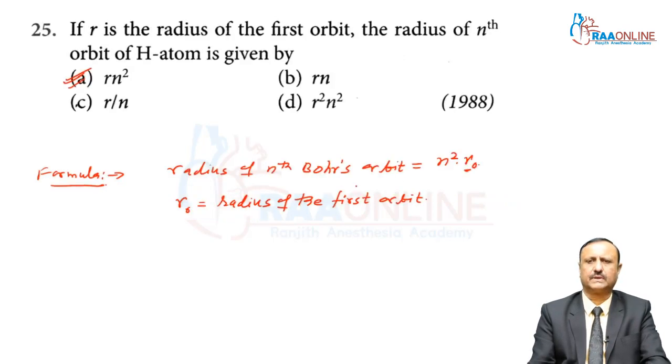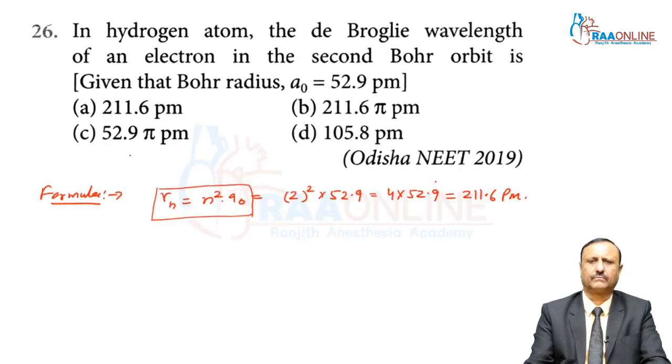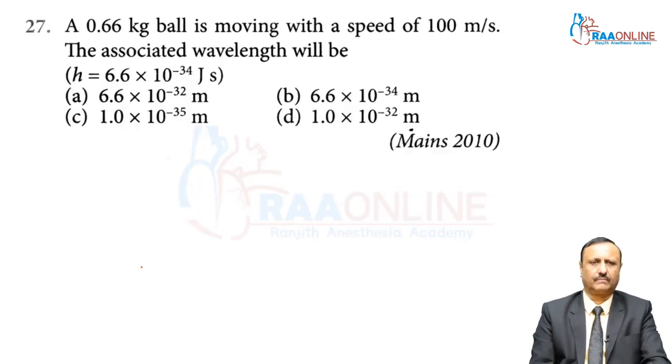This formula is used here. This formula was given in 1988 and was used in the 2019 NEET exam. So my dear students, you can learn the formulas used in different exams in different ways, but the formula is the same. So your answer is A, 211.6 picometer.